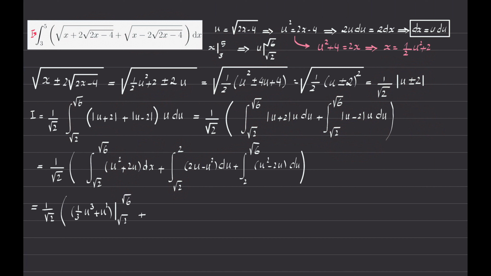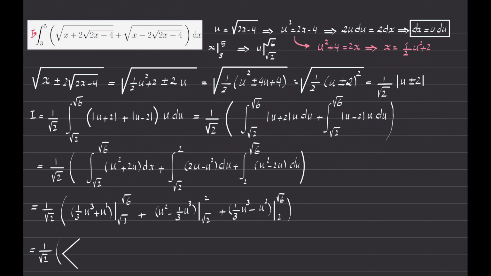The next one is more or less similar, so it becomes u squared minus 1/3 u cubed, but this time I have to run it from square root of 2 to 2. And finally the last one, again 1/3 u cubed minus u squared, and then I have to run it from 2 to square root of 6. Okay, and then we know what to do. Yes, so I copy and paste this factor, and let me split every one of them into two parts.